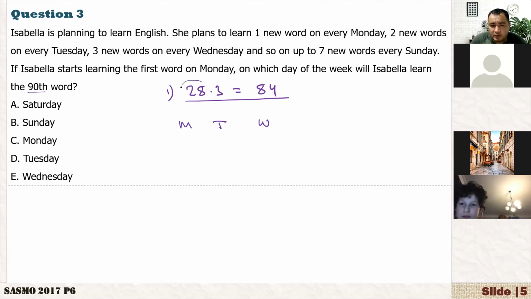In 1 week, she learns 28 words. In 3 weeks, 84. And again, actually the fourth week. This one is the fourth week, right? Monday, 1 word, Tuesday, 2 words, and Wednesday it is 3, right? As you see here, 6 words, right? 1 plus 2, 3, plus 3, it is 6. What day is it? It is Wednesday.